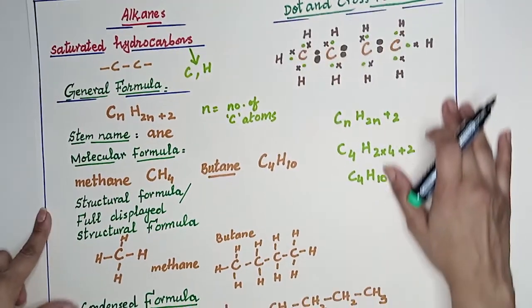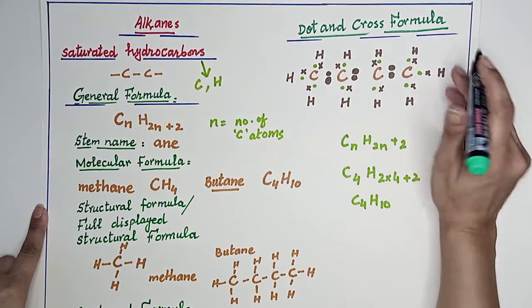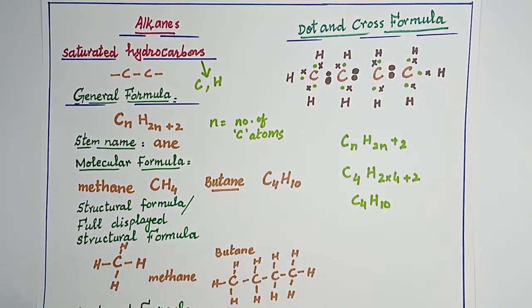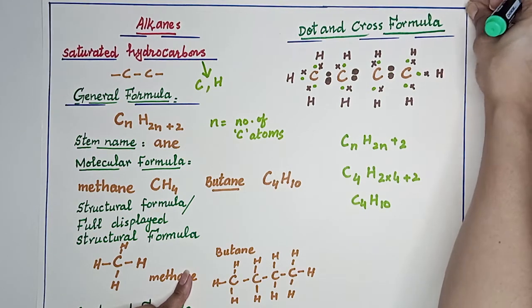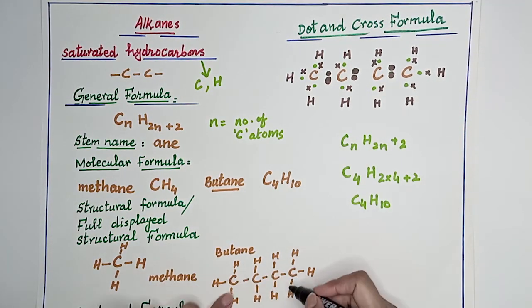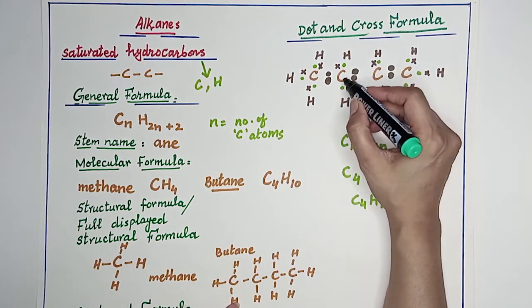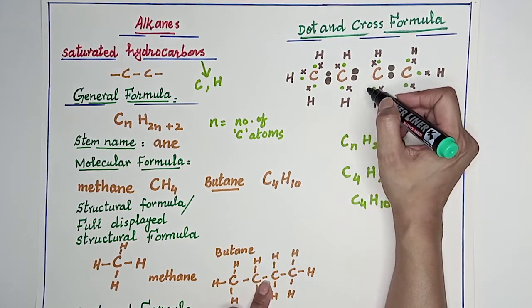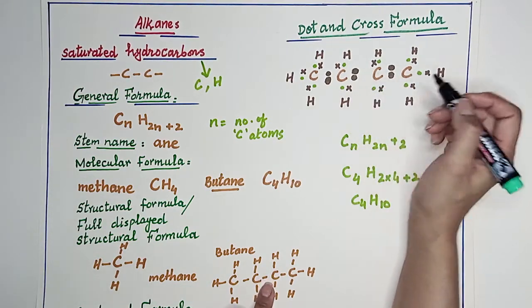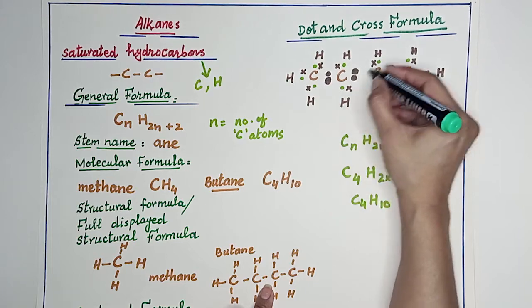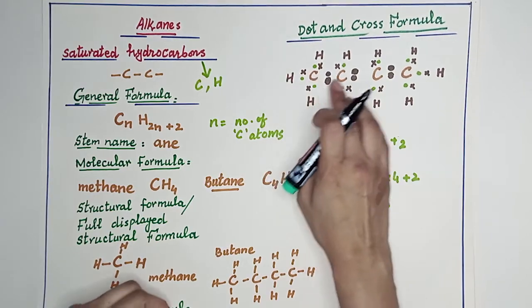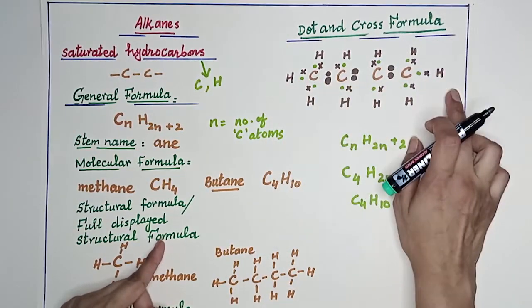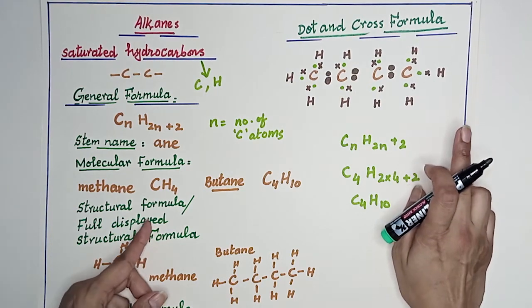Another formula which is the dot and cross formula. Dot and cross formula is shown like this. One line, remember, one single line donates like this. One single line in butane shows one pair of electron. One is from this carbon, one is from this carbon atom. So one basically single bond is shown, 2 electrons, one from one atom, another from another atom. So all single bond shows dot and cross, dot and cross, dot and cross, dot and cross. So this is the way through which we will write dot and cross formula of alkanes.